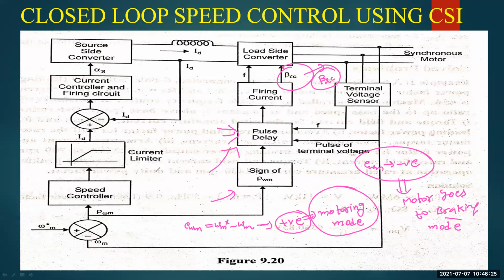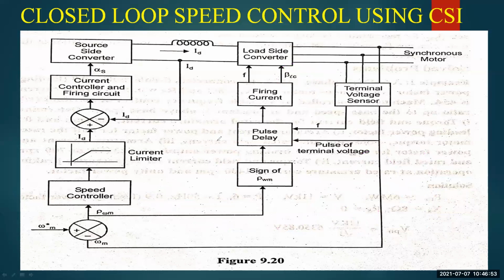depending upon the sign of the speed error, EW omega m. Here beta LC is set to provide motoring or braking operations. Based on this, beta LC is set to provide motoring or braking operations. Is it clear?